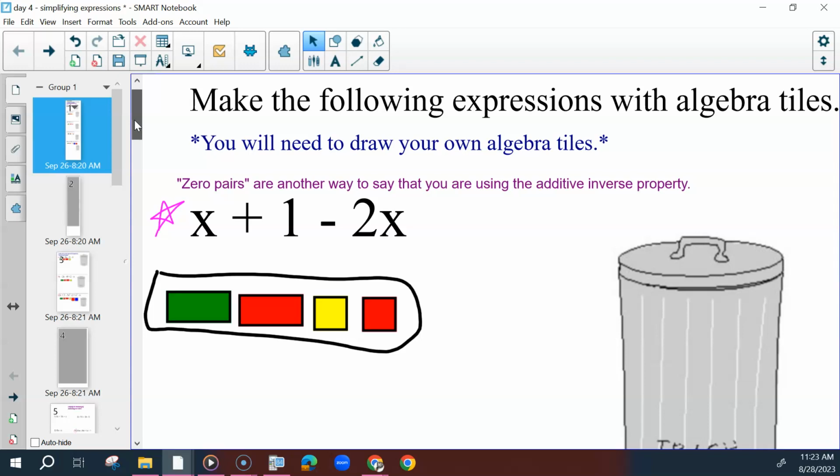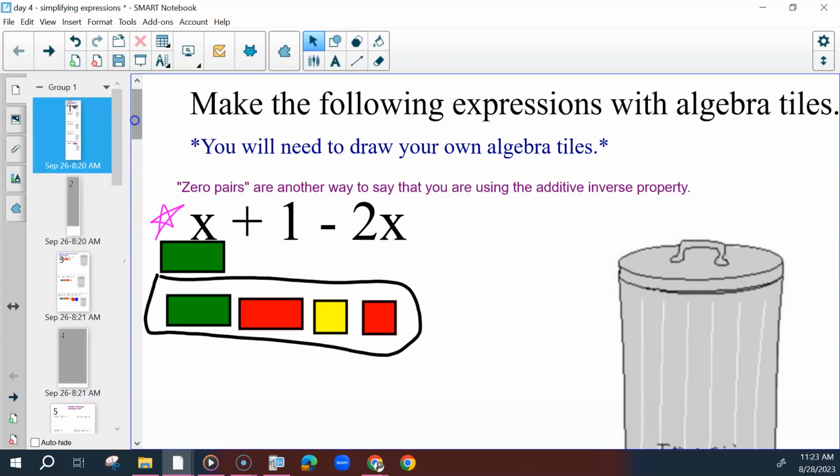Just one of the green rectangles, a positive green rectangle. Plus 1, how would we model that? One of the smaller ones on the positive side. And then negative 2x. Take 2 of the red rectangles. 2 of the red rectangles.